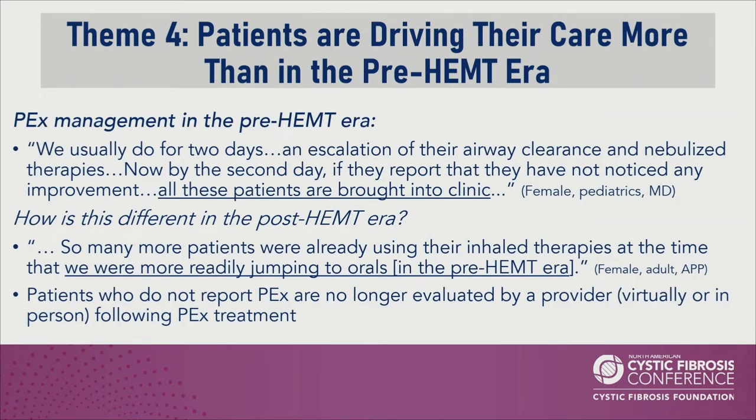And how is this different than in the pre-HEMT era? A lot of providers told us that previously their practice was to establish a sick plan with their patients, where symptomatic patients will call their CF care team, inform them of their symptoms, they'll escalate their maintenance therapies for 2 or 3 days, and then afterwards will present to clinic in person for an evaluation to see if their symptoms are persisting or they're worsened to consider antibiotics.